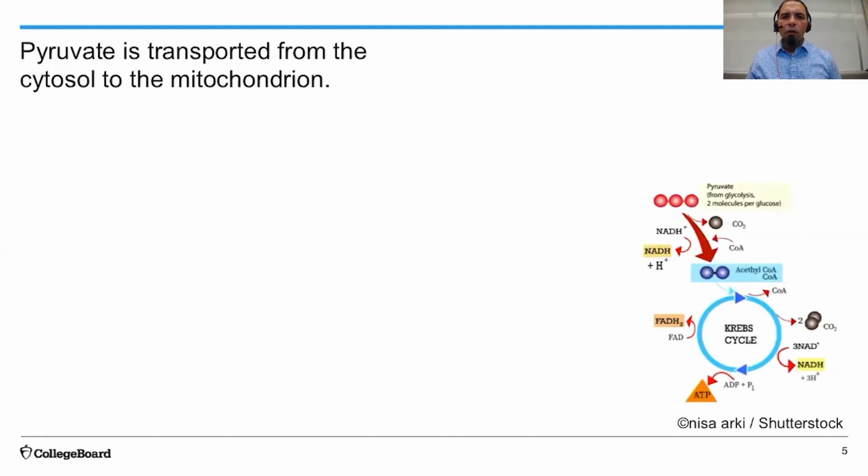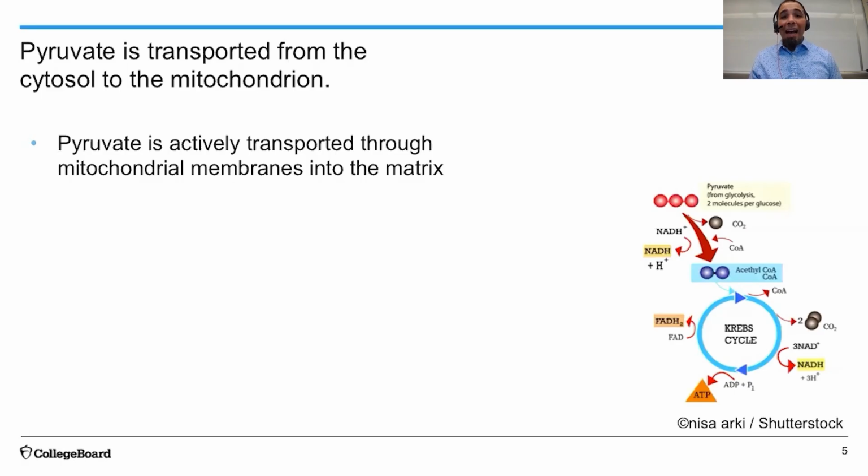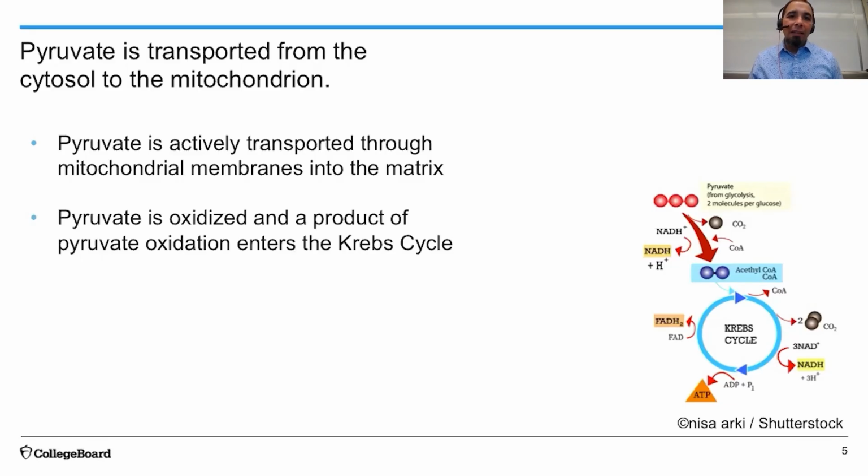So let's talk about pyruvate a little bit more. So pyruvate is transported from the cytosol to the mitochondrion. And so pyruvate is actively transported, all right? So active transport, going against the gradient through the mitochondrial membranes into the matrix. There's a lot of M's in that sentence. And so then the pyruvate is oxidized, right? We talk about oxidation, losing electrons, and the product of that pyruvate oxidation can then enter the Krebs cycle. Again, I would draw this picture out, annotate it.